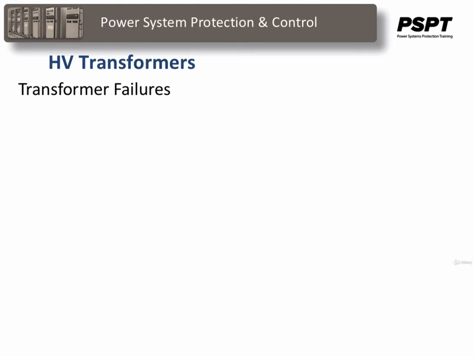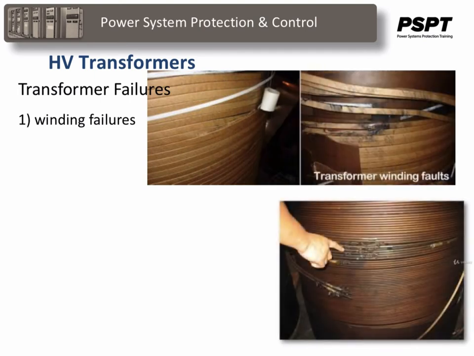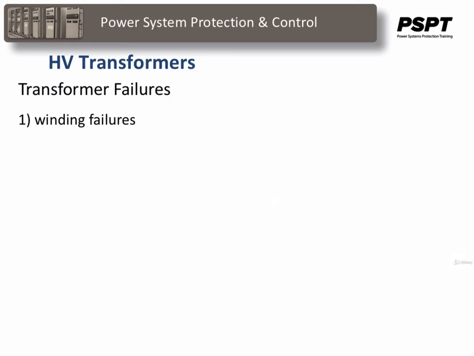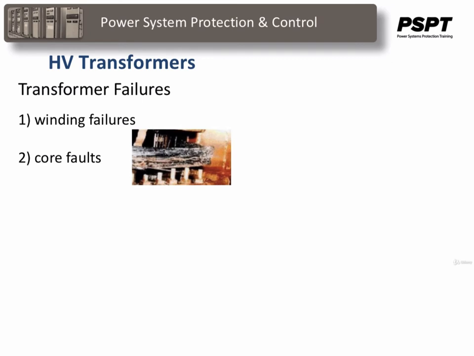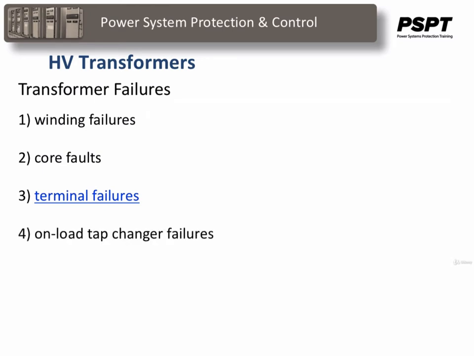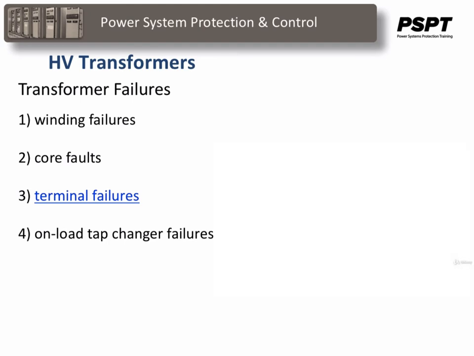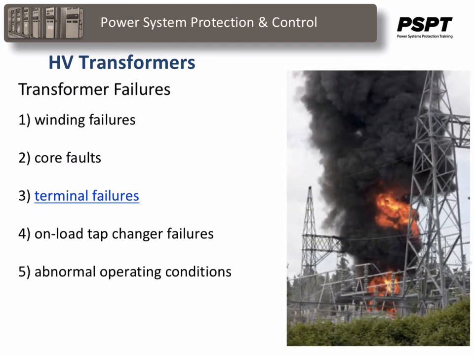Most transformer failures fall into one of these categories. Winding failures due to short circuits, turn-to-turn faults, phase-to-phase faults, phase-to-ground, or open windings. Core faults, core insulation failure, shorted laminations. Terminal failures, open leads, loose connections, short circuits. On-load tap changer failures, mechanical, electrical, short circuit, and overheating. Abnormal operating conditions such as overfluxing, overloading, overvoltage. External faults can also damage transformers, which could lead to overloading of the transformer and cause internal damage.